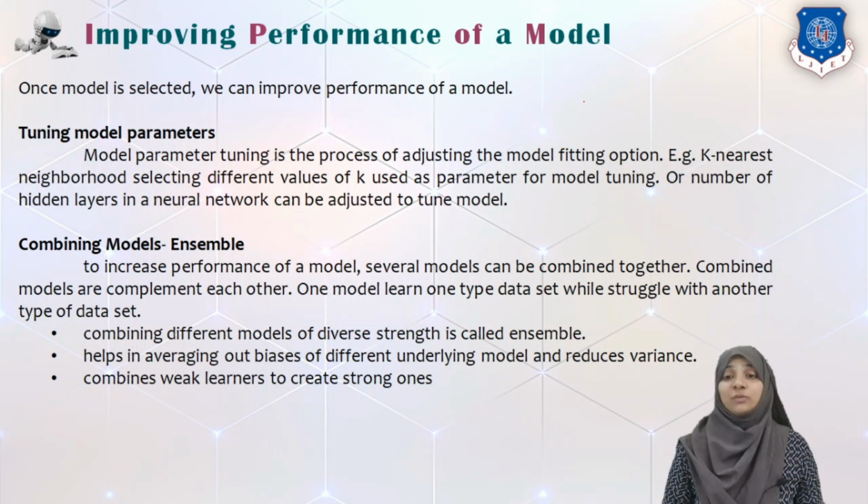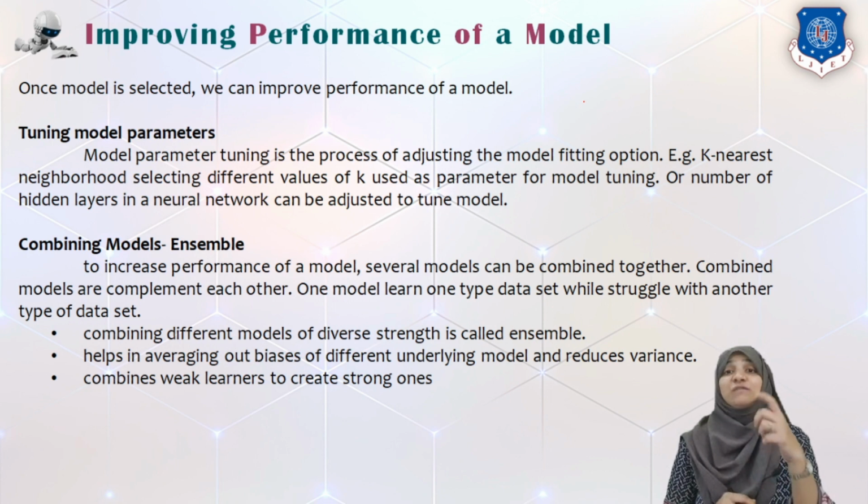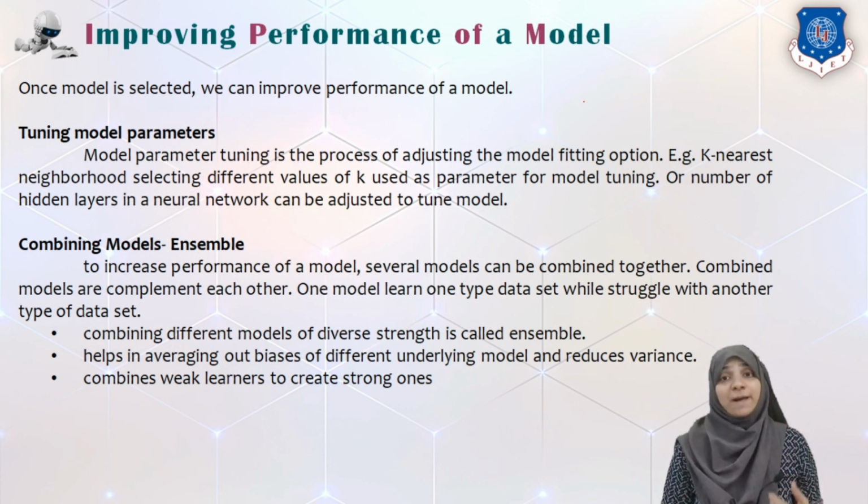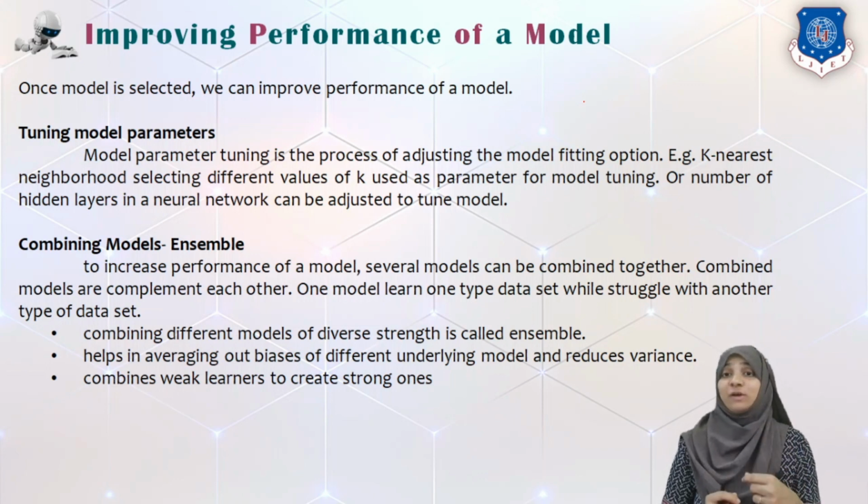Parameter tuning of a model is nothing but adjusting the fitting options of a model. For example, when we are using k nearest neighbors, we can choose different values of k as our parameter and observe the performance of a particular model. So changing some parameter and measuring the performance is called tuning the parameter of a model for performance. Likewise, in a neural network, we can adjust the number of hidden layers and number of backpropagation steps to tune the particular model.